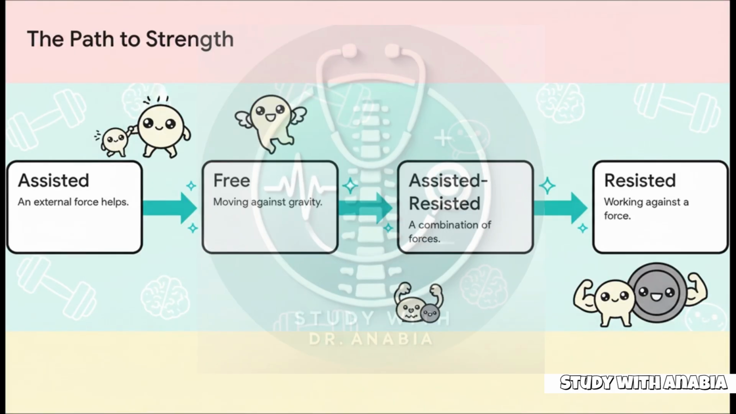It all begins with assisted movement. Think of it like putting training wheels on your muscles. Then you graduate to free movement, where you're strong enough to just work against gravity. From there, it gets a little more complex with assisted, resisted, and finally you hit resisted exercise, which is pretty much what we all think of as strength training.